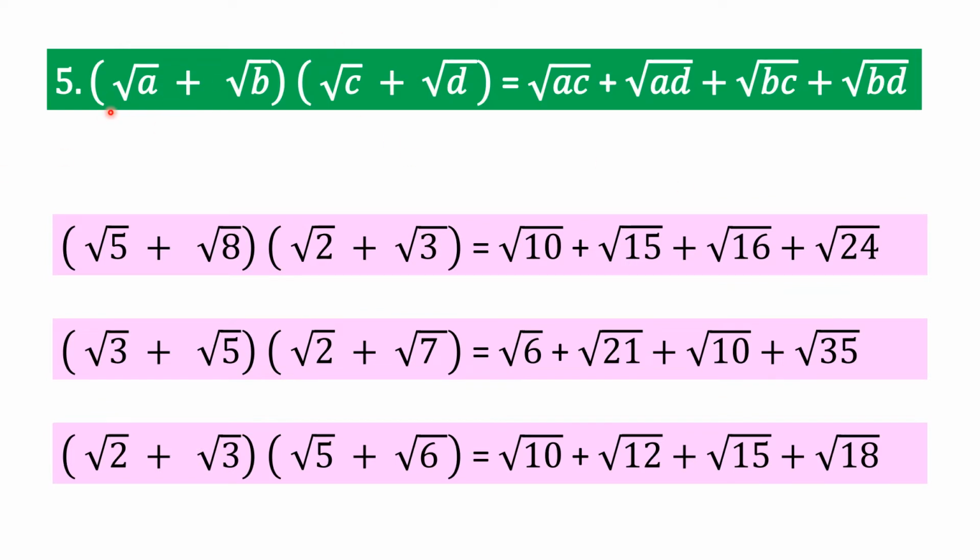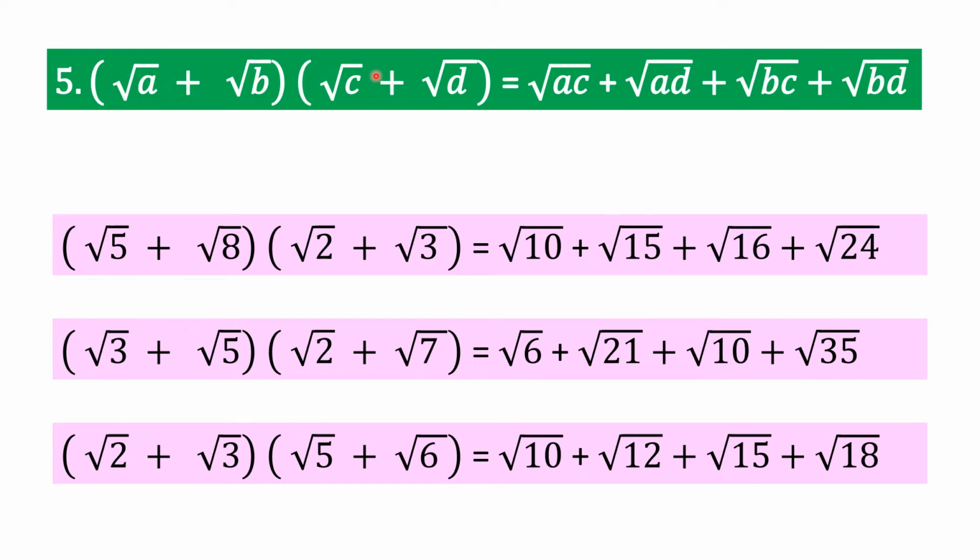Next formula is this, which is (root a plus root b)(root c plus root d). Here you can see none of the numbers are same. Root a, it's not root a here, it's root c. Root b, it's not root b here, it's root d. So you can see a, b, c, d, different numbers but all in root, and they are all in plus, both side plus, right? So according to that, even if it's minus, it will be the same thing.